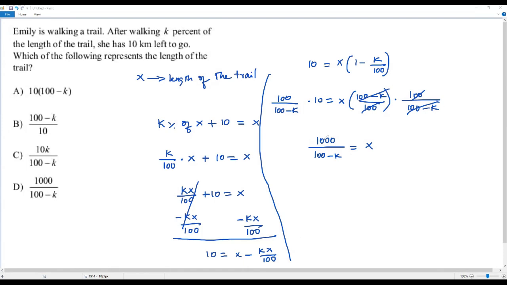Here I got the value of x in terms of k. Already we know that x represents the length of the trail, and that's what we have to find according to the question. Therefore, the length of the trail is 1000 divided by 100 minus k. We find this expression exactly in answer choice D. The correct answer choice for this question is D.